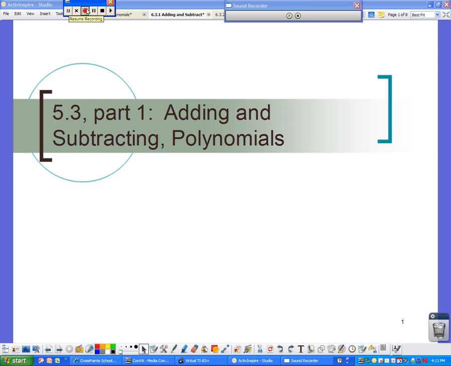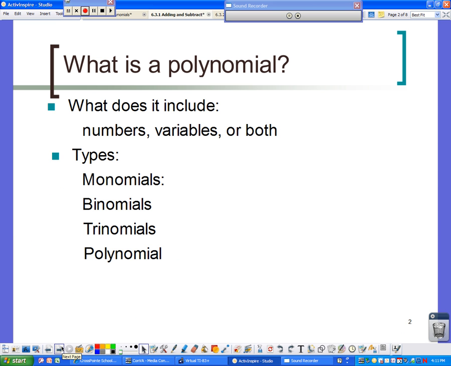All right, lesson 5.3. This is part 1, adding and subtracting polynomials. Okay, a couple of things to remember. First of all, just as a quick review, what is a polynomial? A polynomial is going to include, first of all, several monomials. And a monomial is basically a number, a variable, or both.